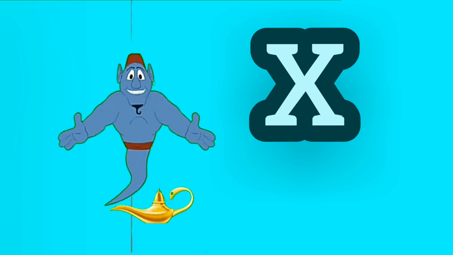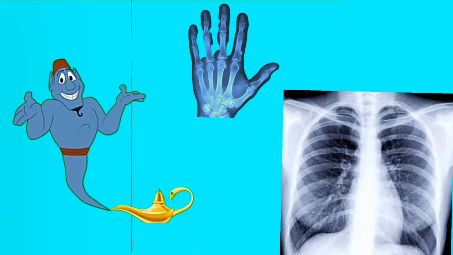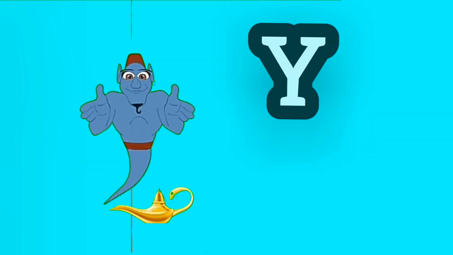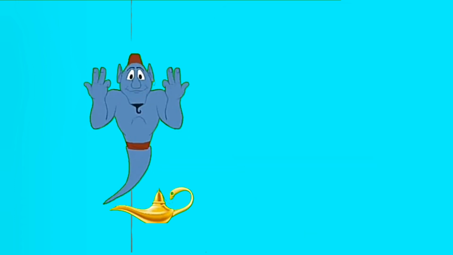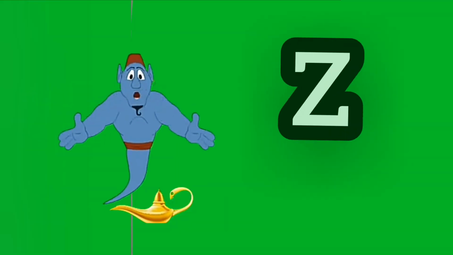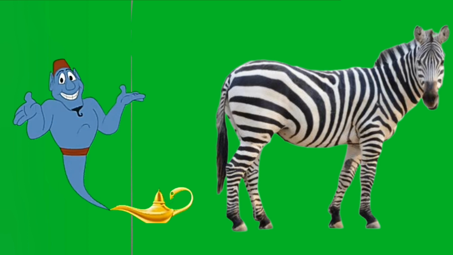Now X. X for X-ray. This is X-ray. Now Y. Y for yak. This is yak. Now Z. Z for zebra. This is zebra.